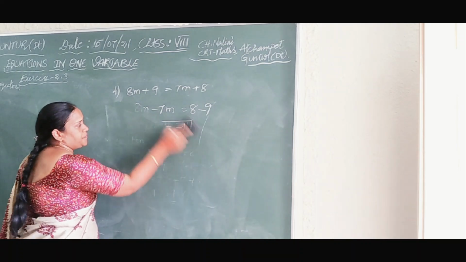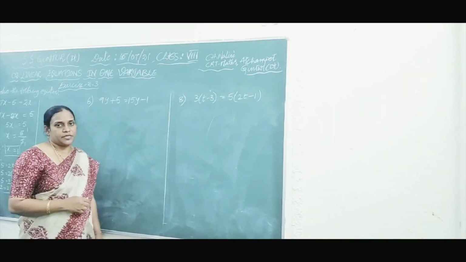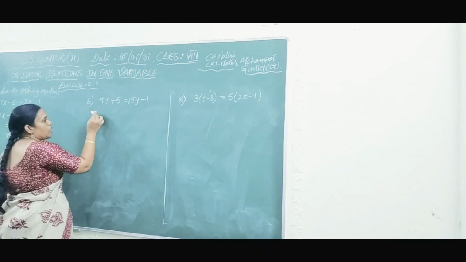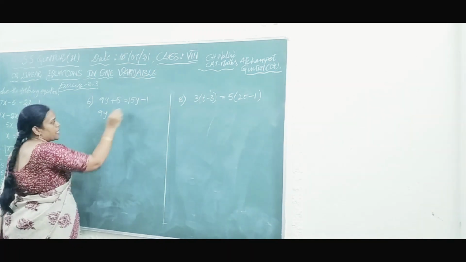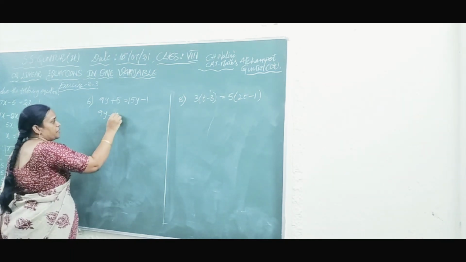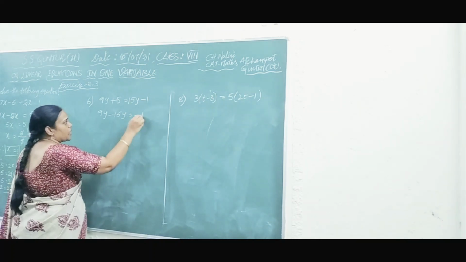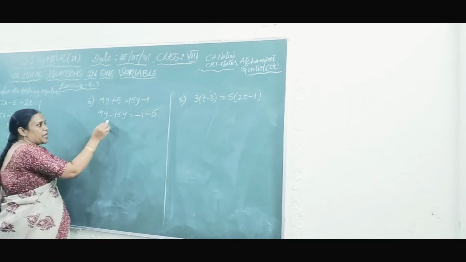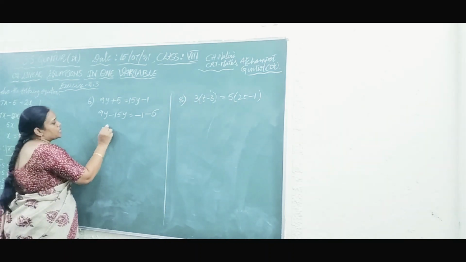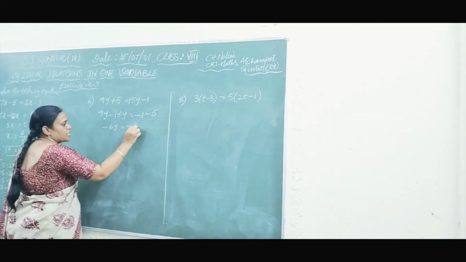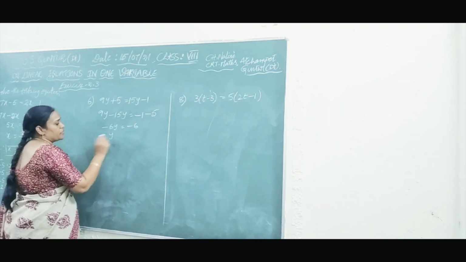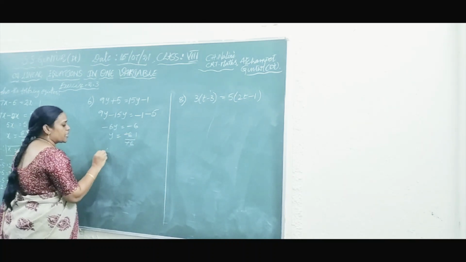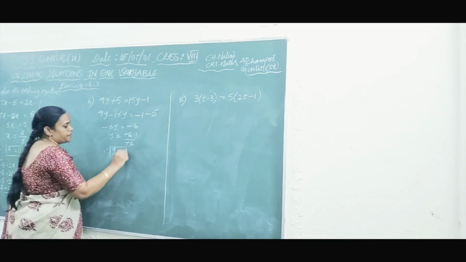Next, sixth problem: 9y plus 5 is equal to 15y minus 1. Now taking 9y this side, 9y minus 15y is equal to minus 1 plus 5, where the 5 is transposed to this side as minus 5. Now what is 9y minus 15y? Yes, minus 6y is equal to minus 6. Therefore y is equal to minus 6 by minus 6. Cancelling these two, we get y is equal to 1.